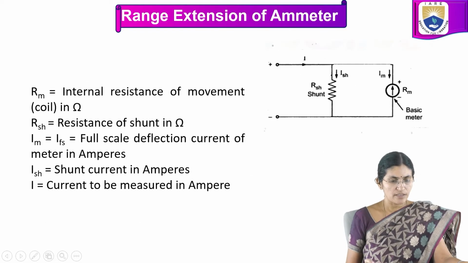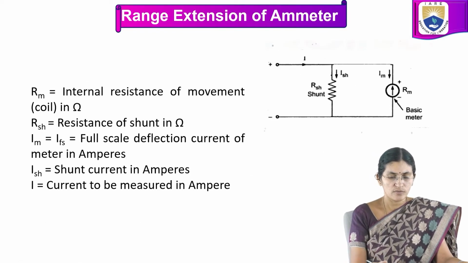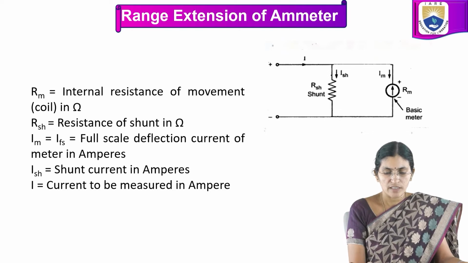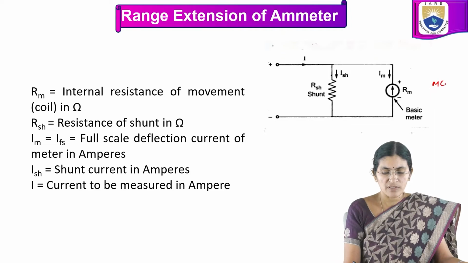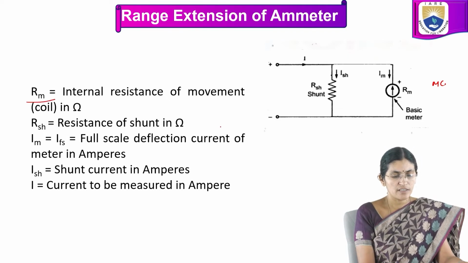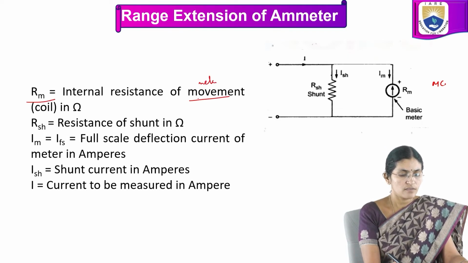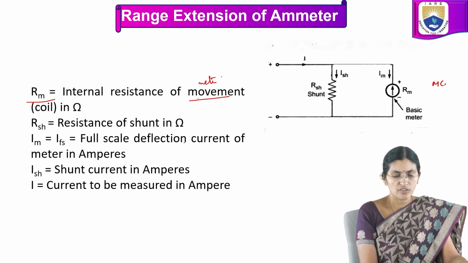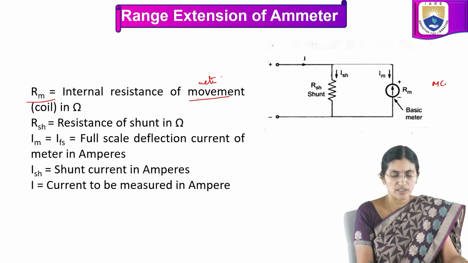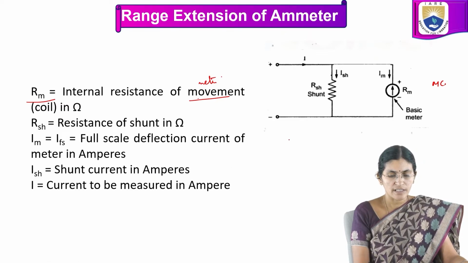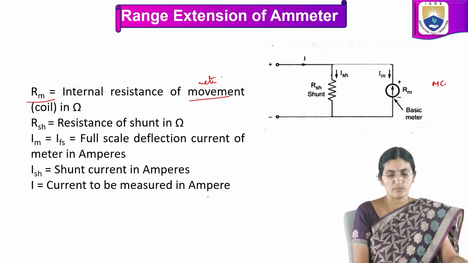Now let us see the range extension of an ammeter. The same diagram I have drawn here. This is the PMMC instrument. RM is the internal resistance of the meter. Then RSH is the shunt resistance, which is connected in parallel with the PMMC meter. IM is the full scale deflection current of the meter. ISH is the shunt current in amperes, and I is the current which is to be measured.